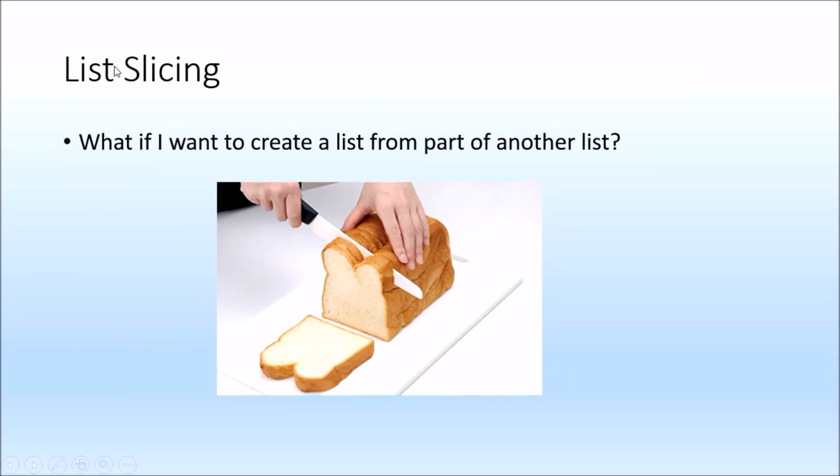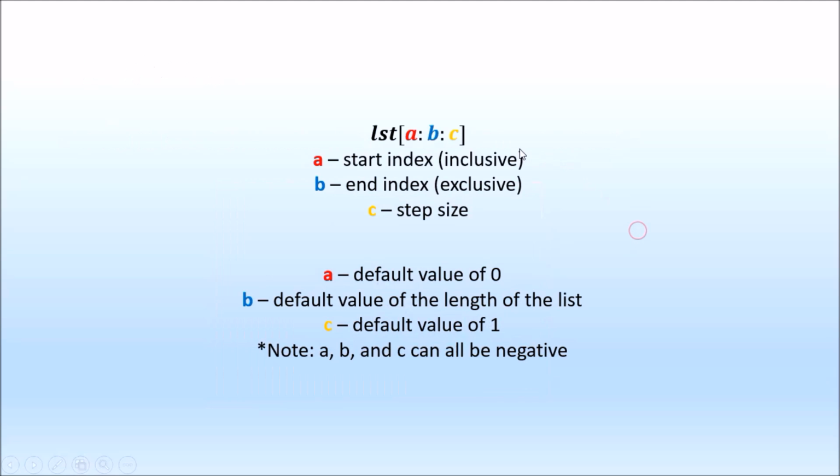Now, the last thing I want to talk about is another list processing operation, list slicing. The motivating question is, what if I want to create a list from a part of another list? How do I do that? Well, I have this special syntax with colons. A is a start index: where do I want to start my slice from? And my end index is where I want to end my slice. The start index is inclusive: you include the start index, but you don't include the end index. And then C is the step size of my slice.